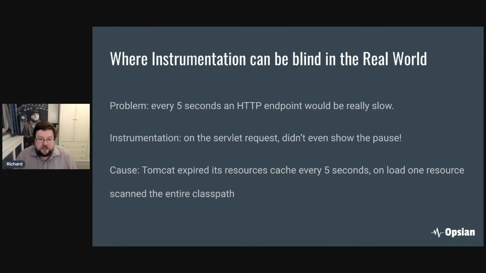Now, the problem was that underneath the hood, they were using Tomcat as a web server, and it was expiring a resource cache every few seconds. And when you load the resource, it scans the entire class path in order to find whether new resources existed or what was going on there. So every 5 seconds, it would do a 2-second blocking scan of the entire class path. That's not something that servlet request level instrumentation will see, and it's not something that much instrumentation will be designed to see, but something like a profiler that makes a more hypothesis-free view of the system. It's just like, well, what CPU time are we using? Not looking at instrumenting specific things. It can see those kind of problems. And in fact, they used our profiler at Opsian and found the problem very rapidly and fixed it.